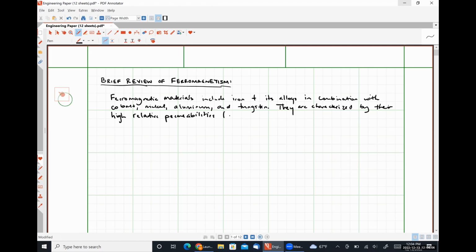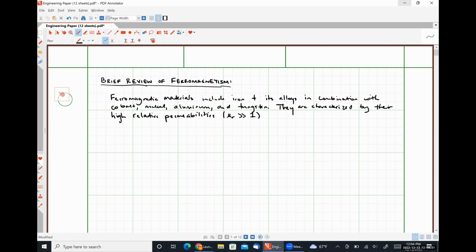Where we learned already that mu r, the relative permeability of a ferromagnetic material, will be much, much greater than 1. And earlier on, we also said that a high permeability effectively meant that it was easy to magnetize these materials. So now we're going to talk about what that ease of magnetization really means.